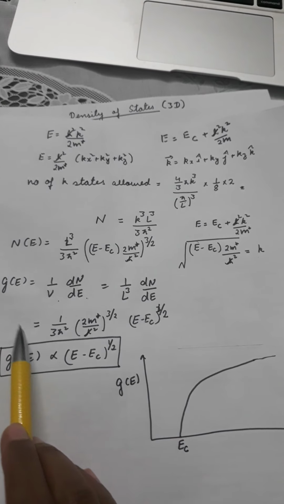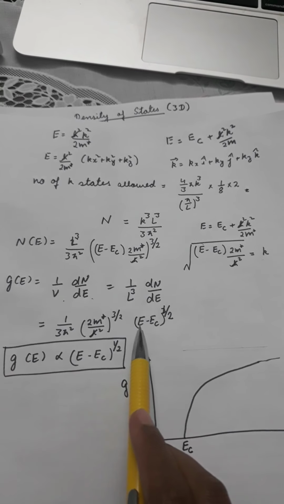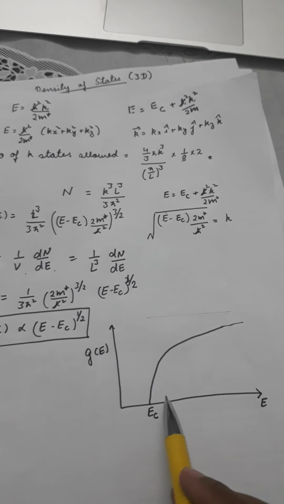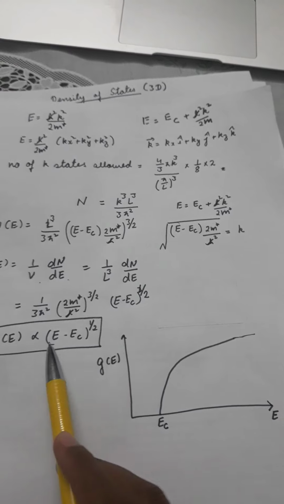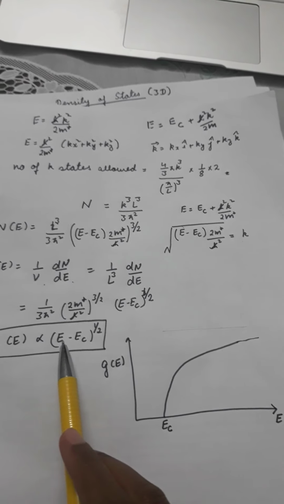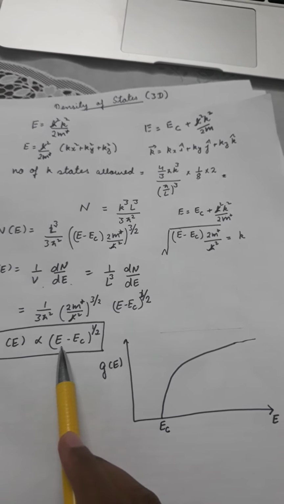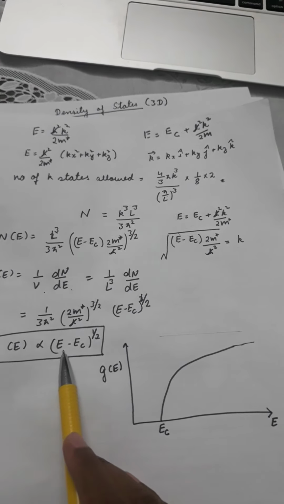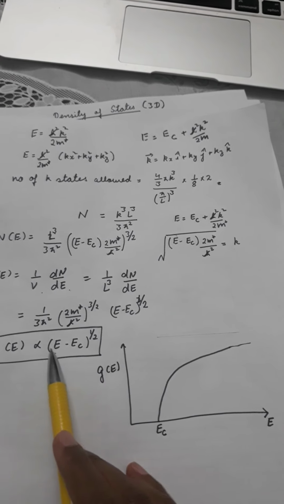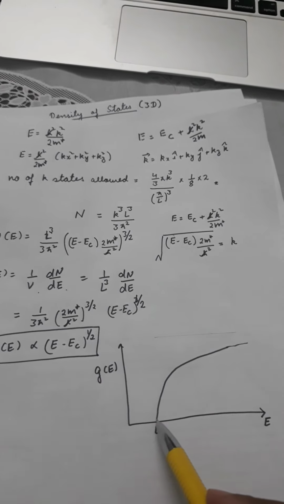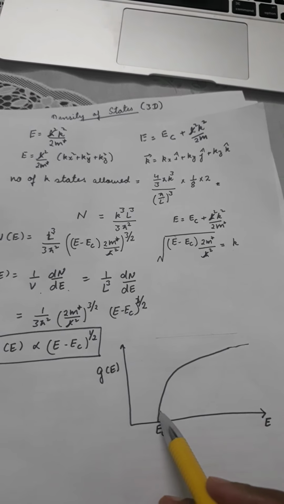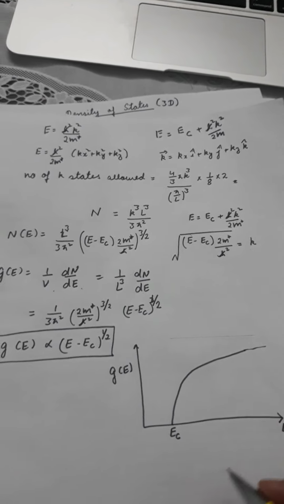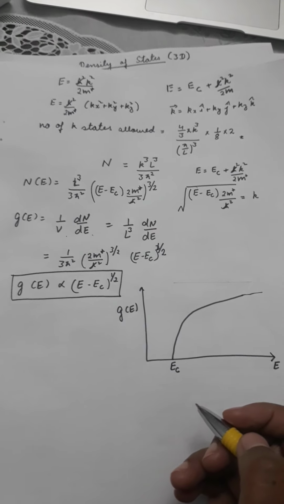So it means that in a three-dimensional material, it depends upon the square root of E minus EC. So if we plot it, it turns out to be something like this. Because EC is a constant and E we are increasing gradually, initially the difference will be very small, and then it will keep on increasing. But ultimately, when E becomes very large, it will be almost constant. So that is why this graph is initially low, it increases and then it saturates. So this is how the density of states will look for a three-dimensional material.